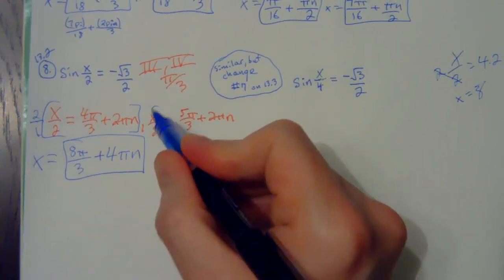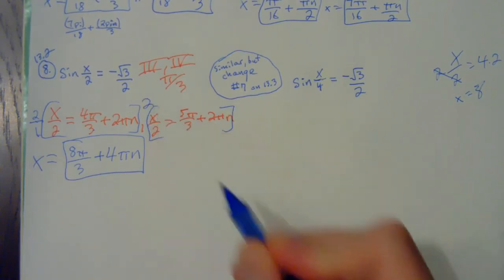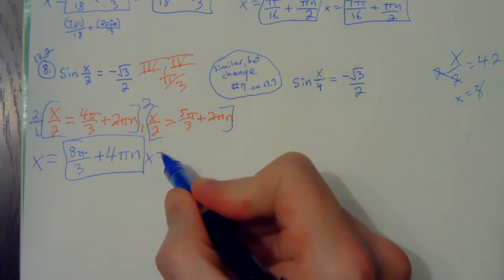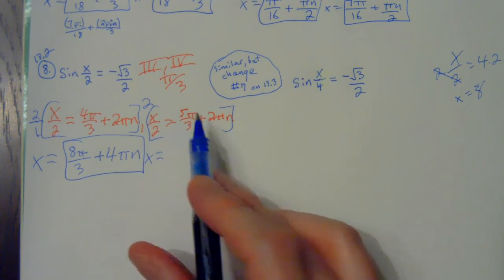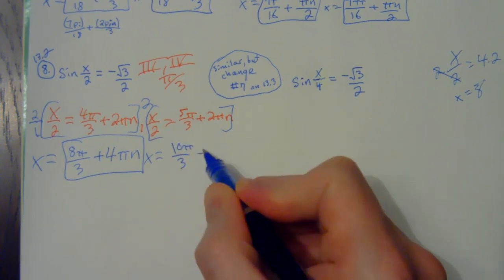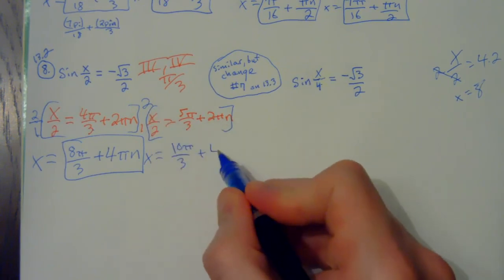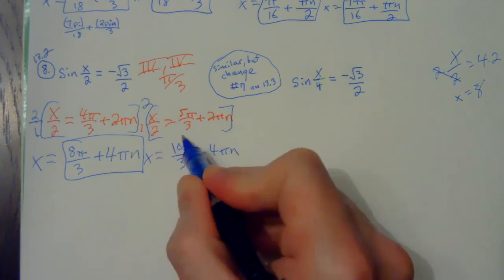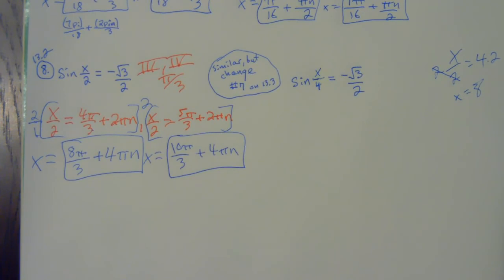And then do the same thing here. I need to multiply everything by 2. Those will cancel out, so I'll get x equals 2 times 5, that'll give me 10 pi over 3. And then I have 2 times 2, that'll give me the 4 pi n. Simple.